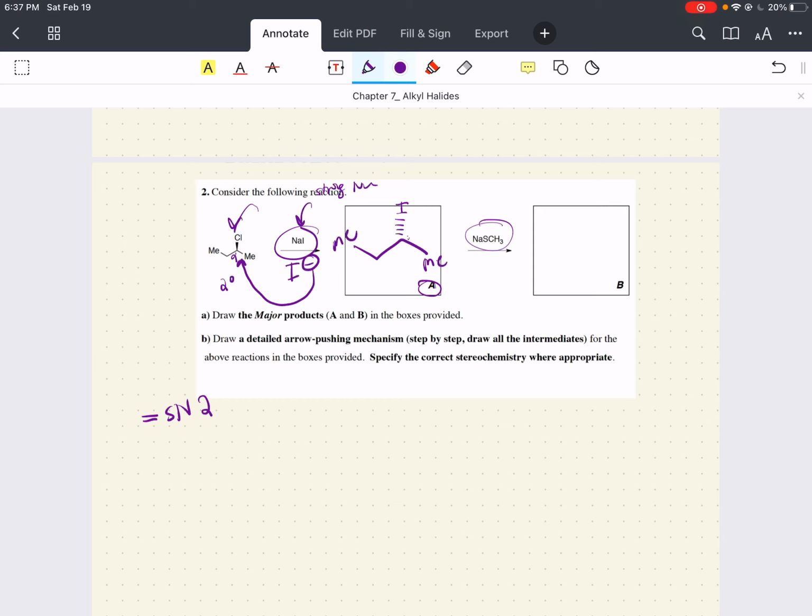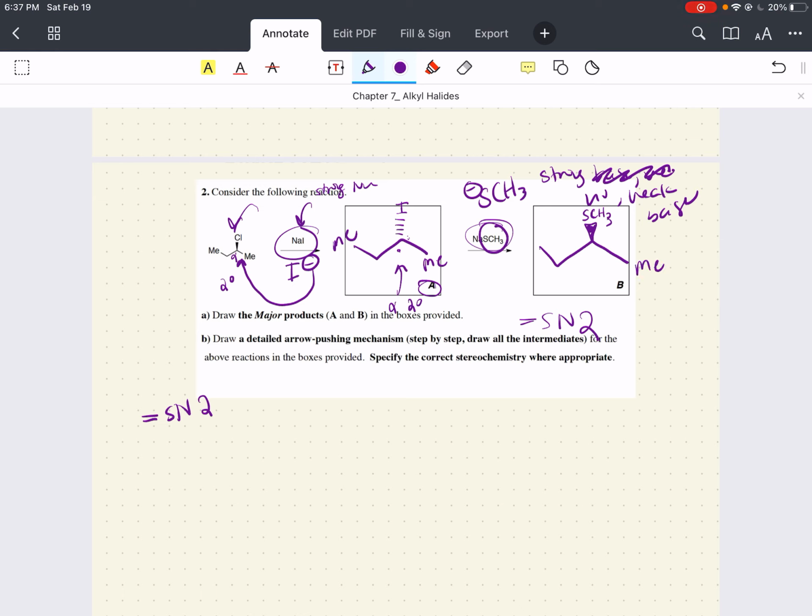All right, now, second thing. We have sulfur. This is our nucleophile. This is a strong nucleophile, weak base. And our product here, A, has an alpha carbon that's secondary. Again, this is a recipe for SN2. So we're just going to do another SN2 reaction. And now what we get is, of course, another inversion of configuration here at the chiral center. So this dash becomes a wedge, and we add our SCH3 here, and this is our final product.